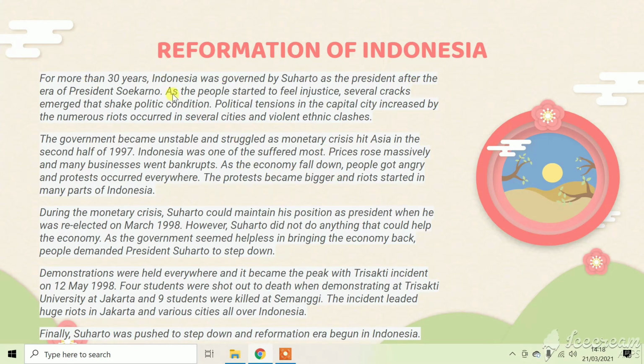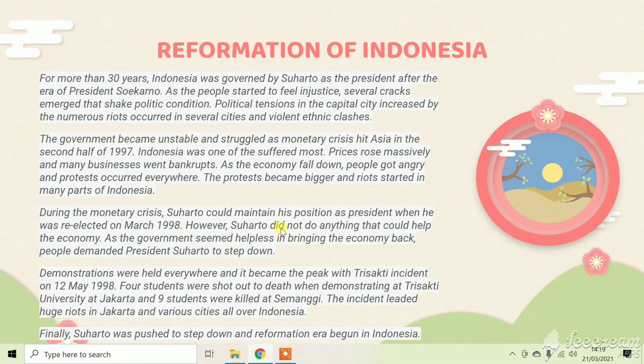For example, this one: for more than 30 years, Indonesia was governed. It is a kind of past tense, past tense in passive. As the people studied. Look here, studied. It is a kind of example of simple past tense. Also use past verb to. Use verb to. And most of the sentences here, look, most of them use past tense.